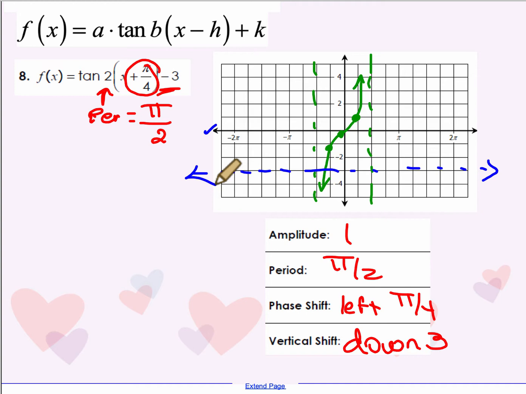Okay, next I'm going to change my period. Oops, sorry, I forgot something. So when I move everything else down 3 units, I get my vertical asymptotes still in the same spot, but my graph looks like this now.